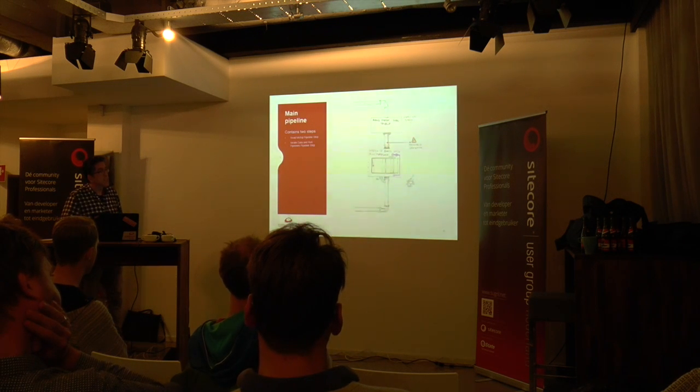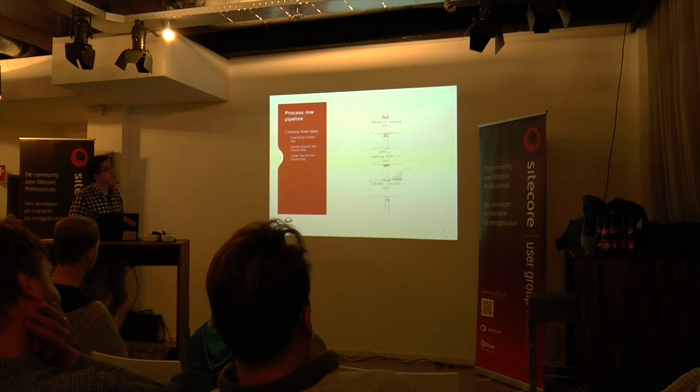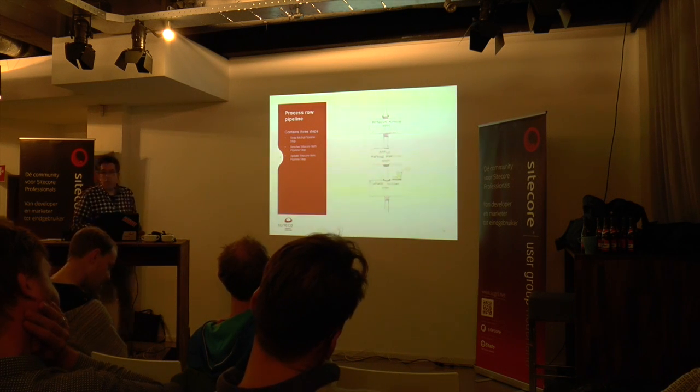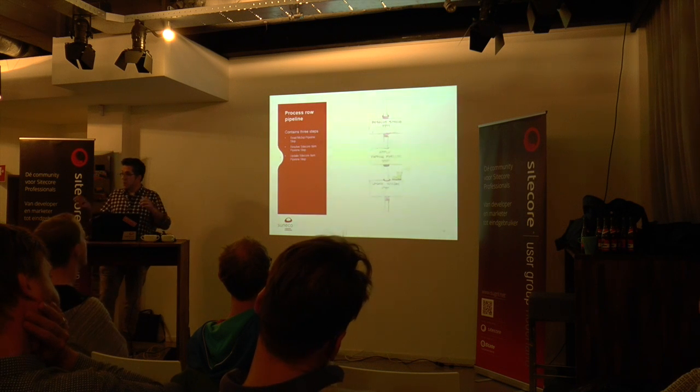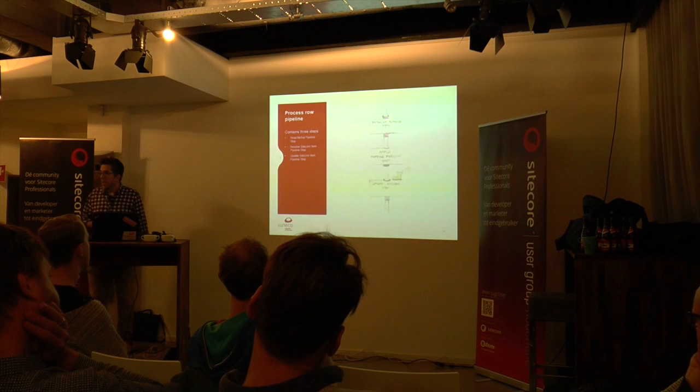Within the iteration, we create a process row pipeline, with three steps. We are going to resolve the Sitecore item, then we apply the mappings we already did, and then we update it, without programming.